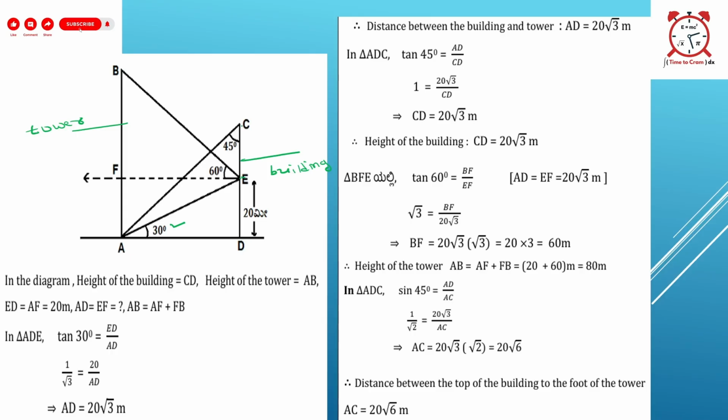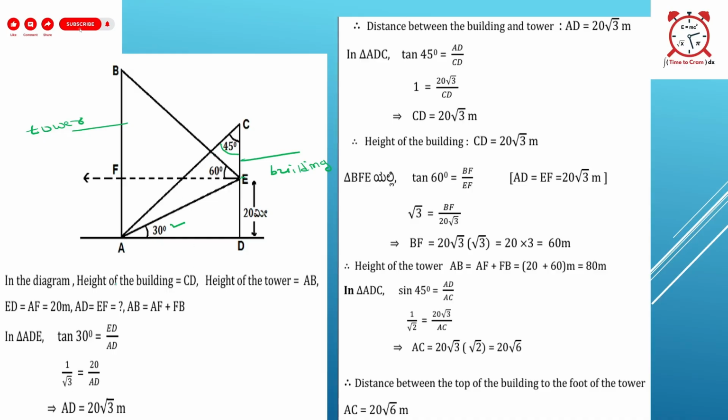Then from the top of the building, if we observe the foot of the tower, the angle of depression is 45 degrees. So two angles, 30 degrees and 60 degrees, are given as angles of elevation, and 45 degrees as the angle of depression. Then we have to find the height of the building, the height of the tower, the distance between the tower and the building, and the distance between the top of the building and the foot of the tower, meaning AC.